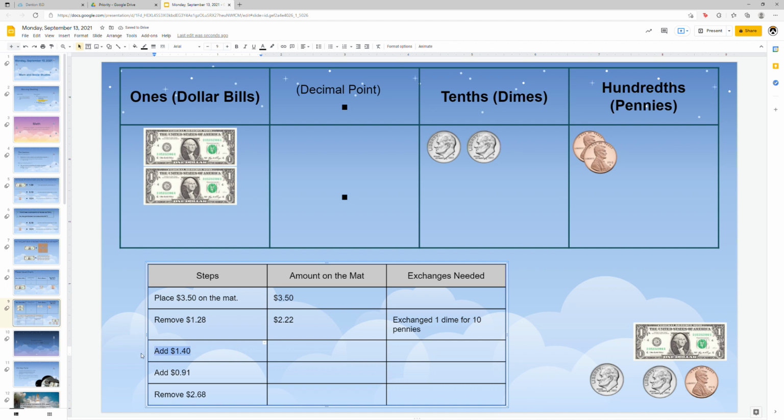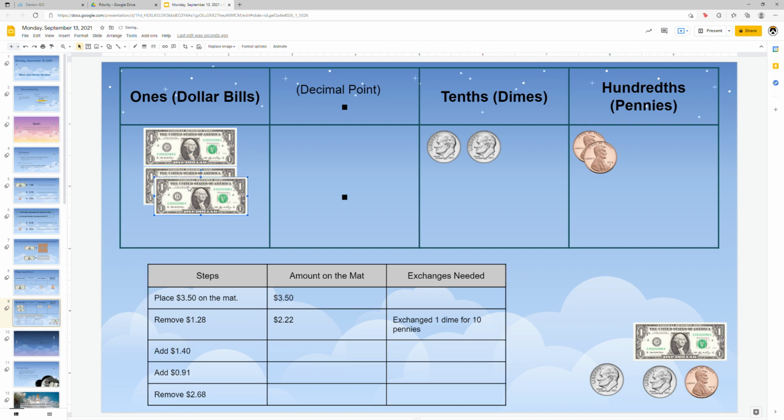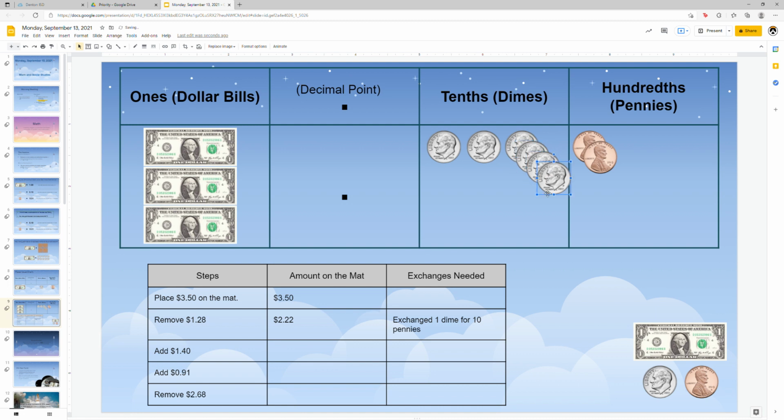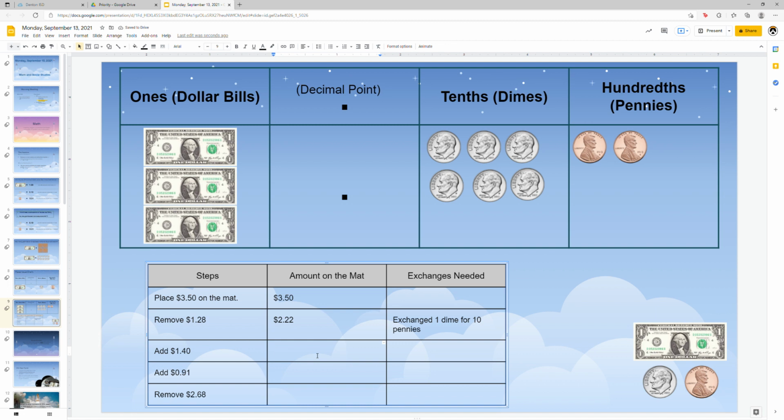Next step, let's add $1.40. So I need to add a dollar bill up here. All right, I've added the dollar. Now the 40 cents. I've got 1 dime, 2, 3, 4. So I added 40 cents now. And I still have my 2 pennies from before. So what's the new amount on this mat?